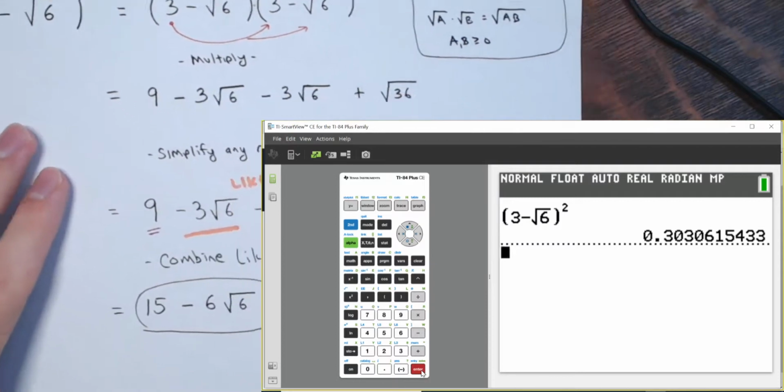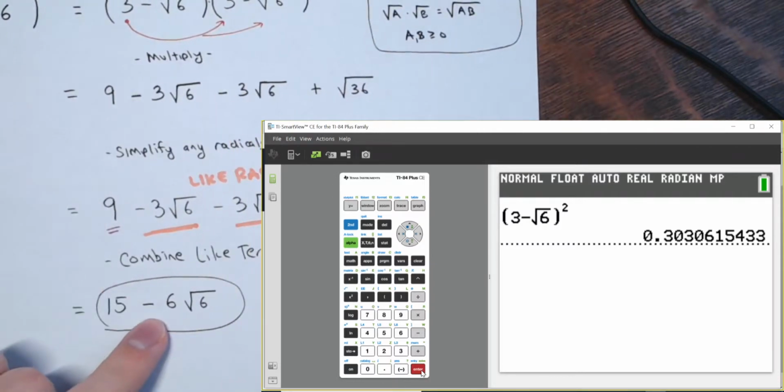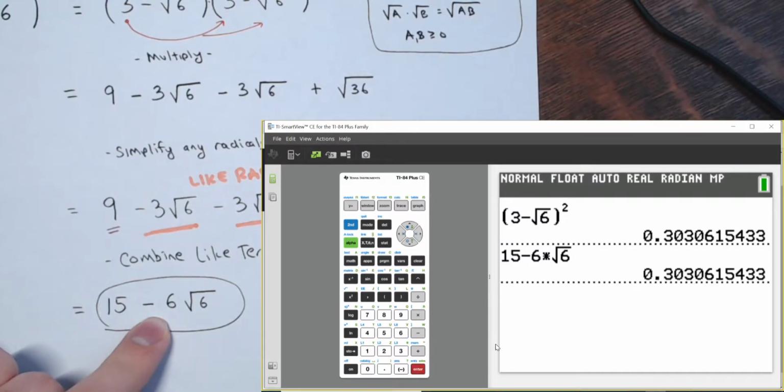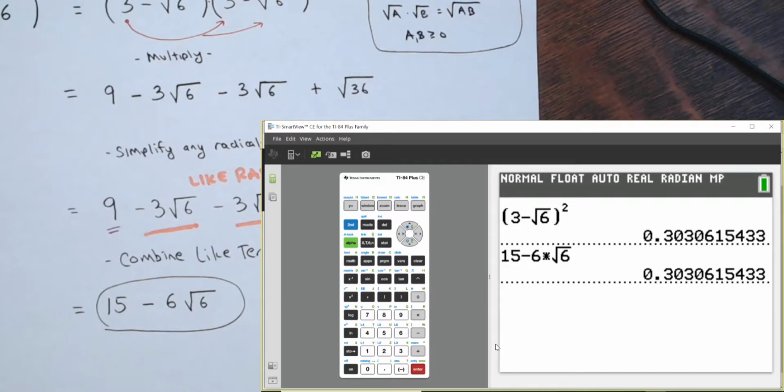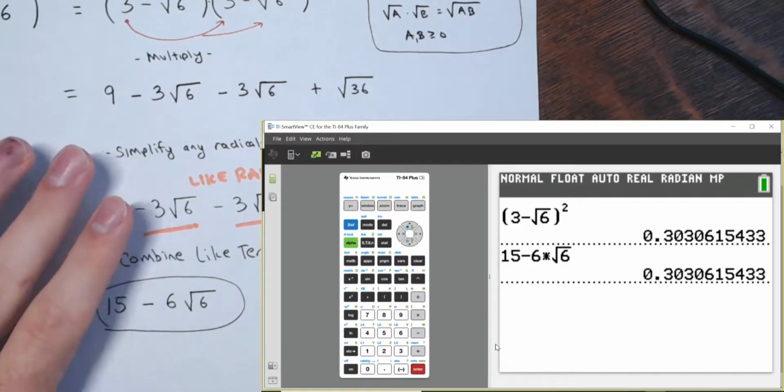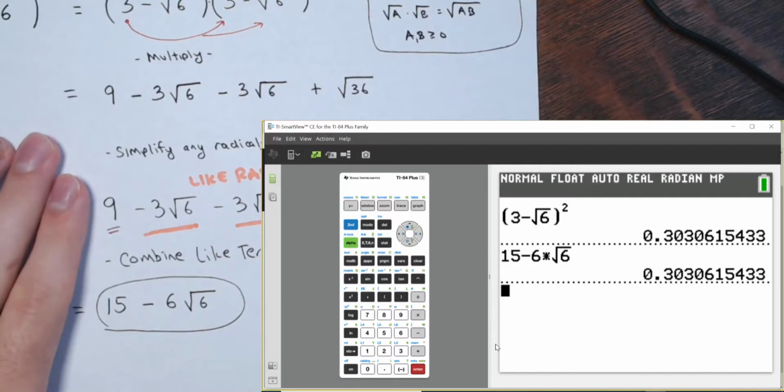Now I am going to enter the expression I ended up with at the very end: 15 minus 6 times the square root of 6. And we should get the same exact value if everything was done correctly. And look at that, they are the same value. Wonderful. And that should always happen if you're doing things correctly. The value of the expression you started with should be exactly the same as the value you ended with.